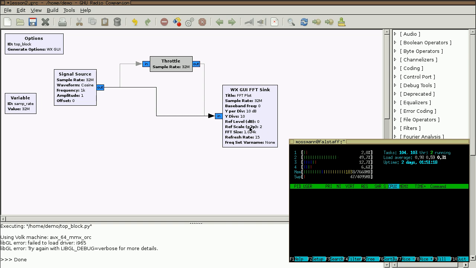Now this may seem a little strange because the sample rate is configured right here in the throttle block. It's also configured right here in the signal source, and it's also configured right here in the FFT sink. But it turns out that this sample rate here isn't treated the same way by the FFT sink as this sample rate configuration in the throttle block. And this sample rate in the signal source is not treated the same way as the throttle block handles its sample rate. Only the throttle block affects the real-time rate of this flow graph.